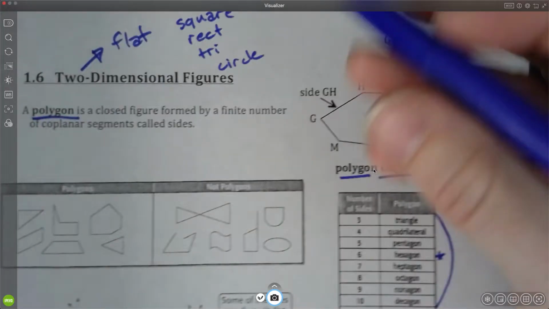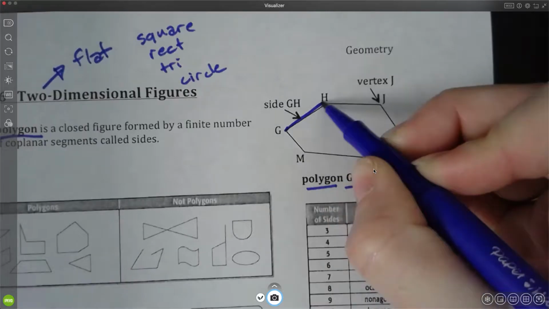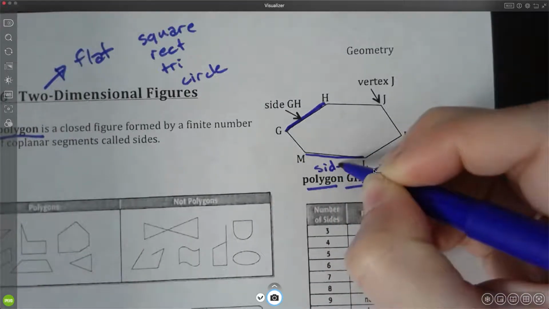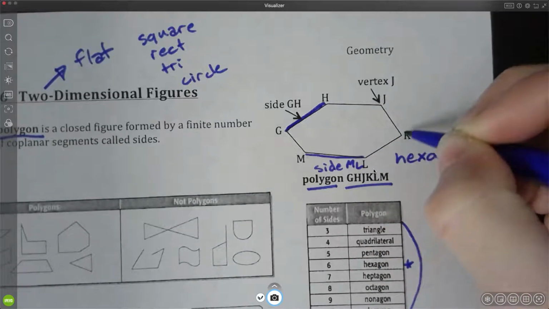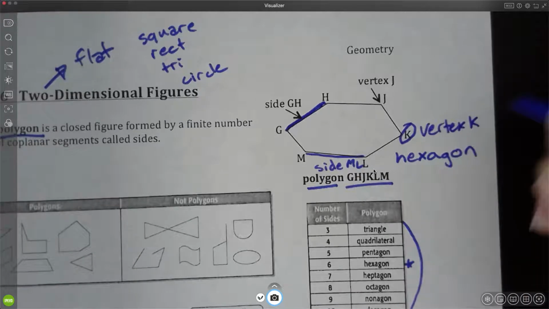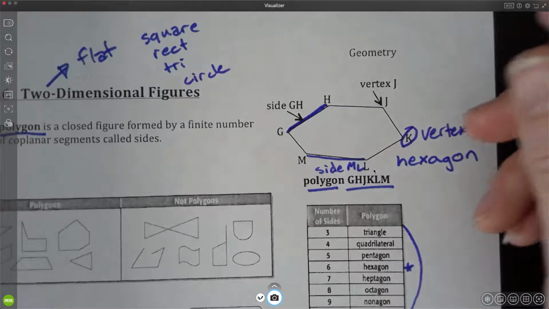Okay, so the sides of a polygon are named by the vertices that connect it. So like this is side ML. Okay, so on and so forth. This would be like vertex K. The vertices are where the two sides come together, etc.